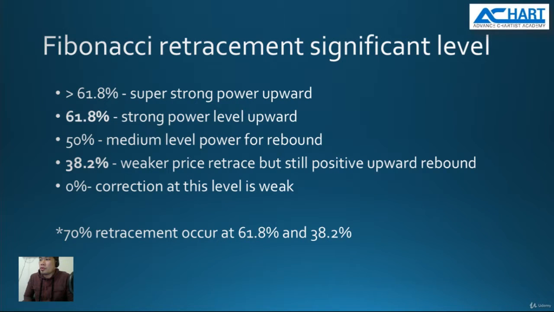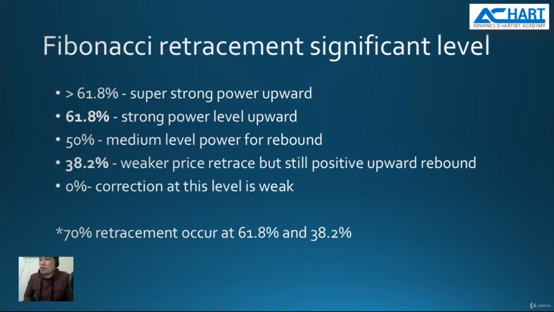If it goes to 50%, it has a medium level of power for rebound. If it goes to 38.2%, it has a weaker price retrace but still a positive upward rebound. If we see that the trend has power, it can go higher. And 0% means that the supply line, or the seller, is going back to the origin of the demand line. We can conclude that when it retraced 61.8%, it retraced low, and the seller is less aggressive.